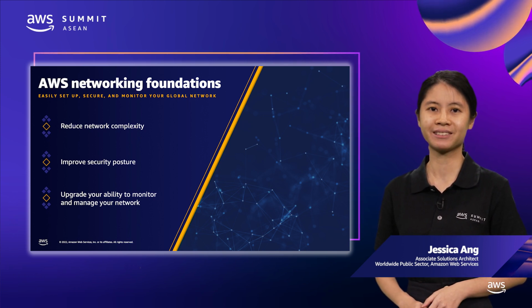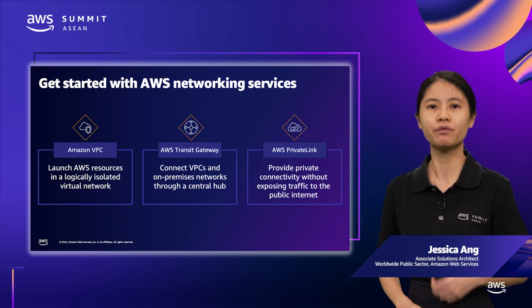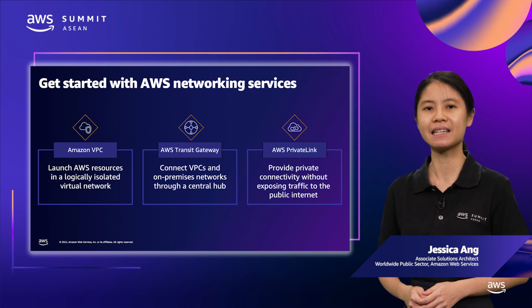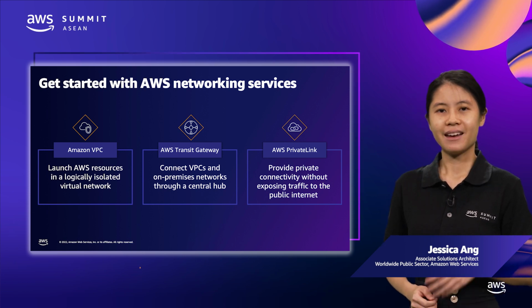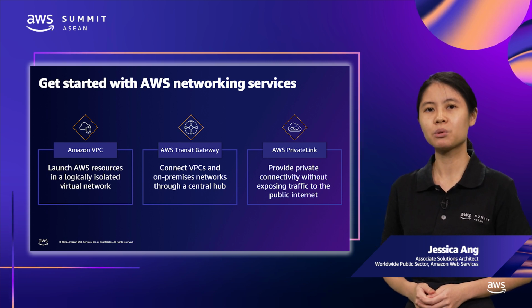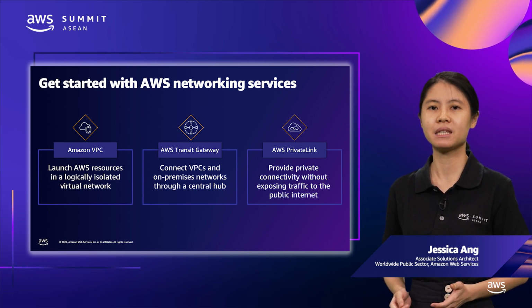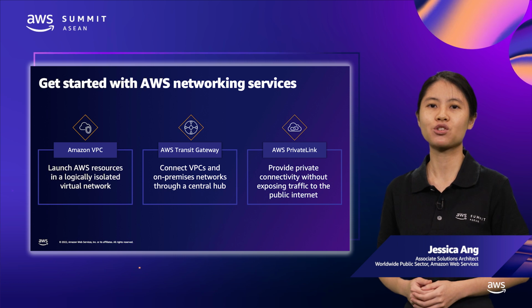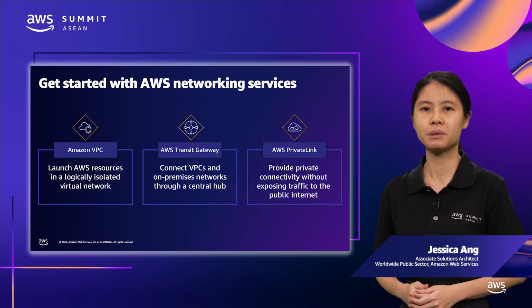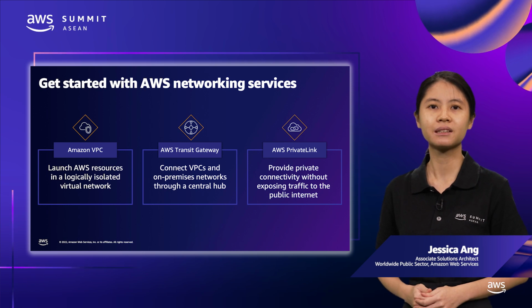and manage your network. Start with Amazon Virtual Private Cloud to easily launch your AWS resources in a logically isolated virtual network. As you apply microsegmentation at the account level, breaking down your workload into multiple accounts and multiple VPCs, make use of AWS Transit Gateway and AWS PrivateLink to simplify your network communication across networks.